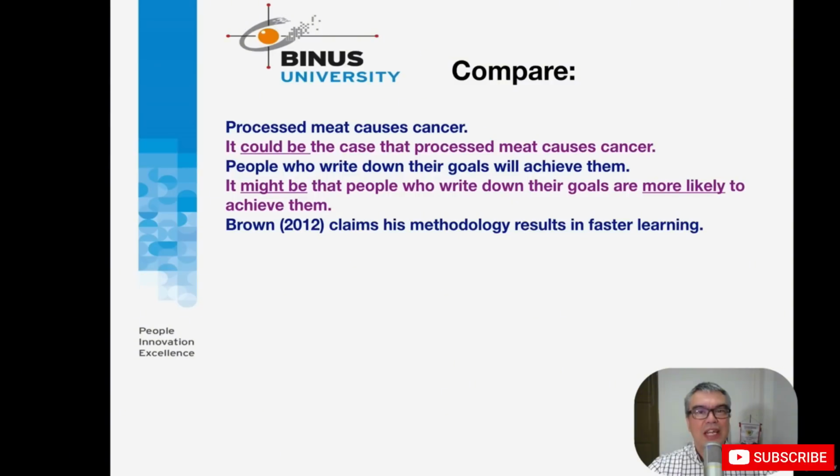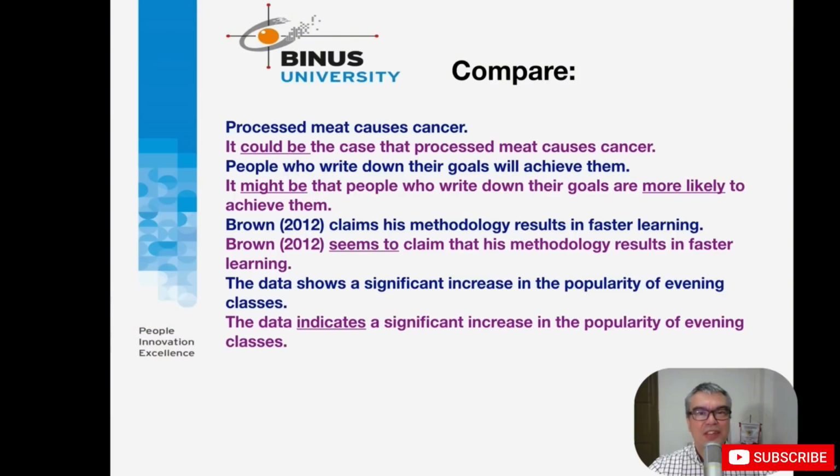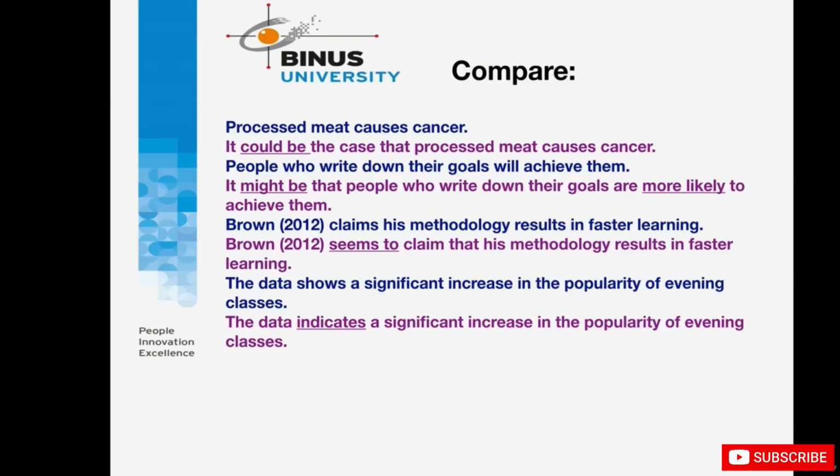Brown claims that his methodology results in faster learning. And then using a hedging verb, Brown seems to claim that his methodology results in faster learning. The next one. The data shows a significant increase in the popularity of evening classes. And then with tentativeness, the data indicates a significant increase in the popularity of evening classes.